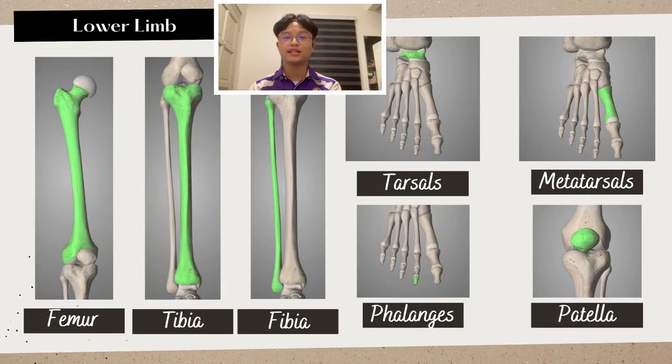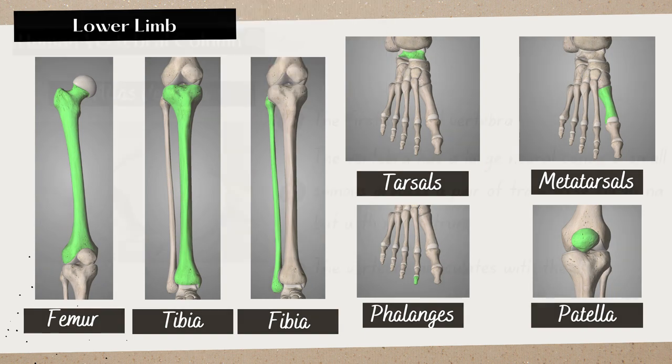Now we are going to look at the lower limbs, which, unlike the upper limb, which has 6 parts, the lower limb has 7 parts. The first part is the femur, second part is tibia and fibula. Tibia and fibula are side by side. Then we have the tarsals, metatarsals, phalanges, and the patella.